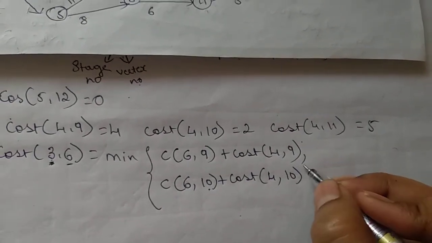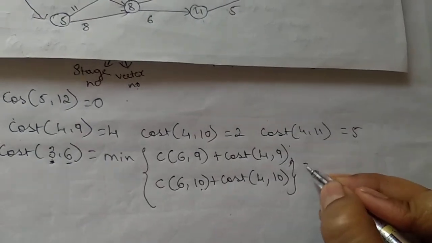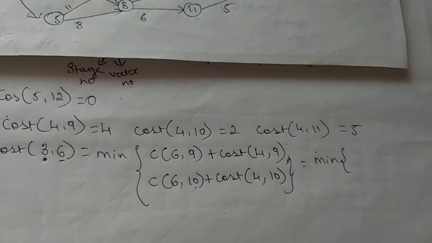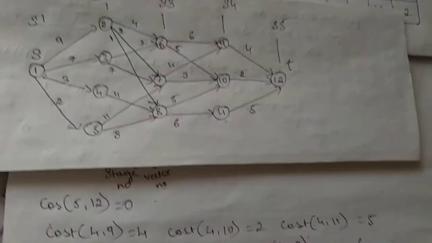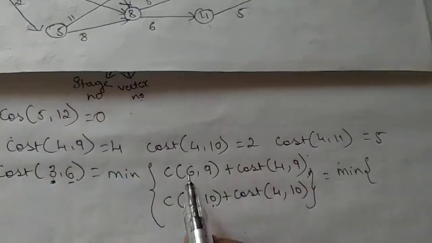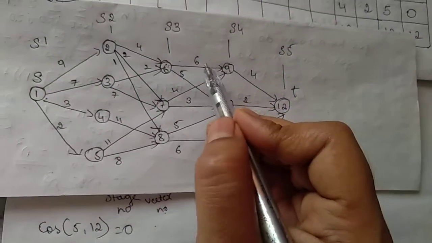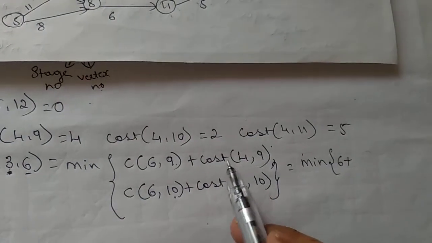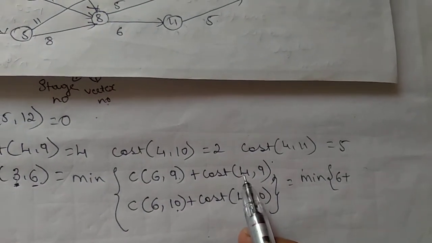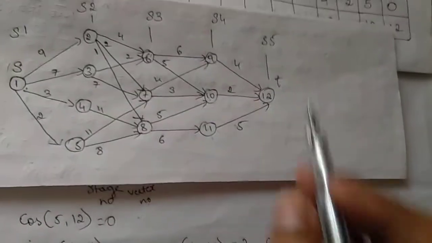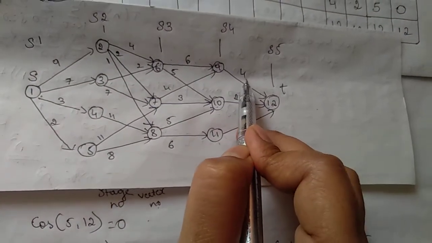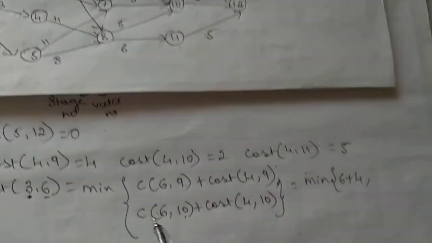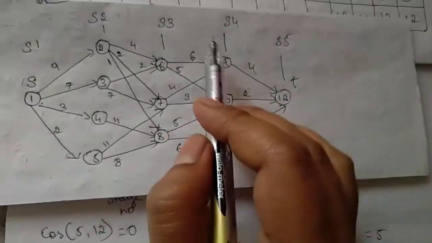So here I'll take the minimum of the cost of 6 to 9. What is the cost of 6 to 9? It is 6, plus the cost of 9 in the fourth stage. Cost of 9 is what? Here it is 4. Comma, in the same way, the cost from 6 to 10.